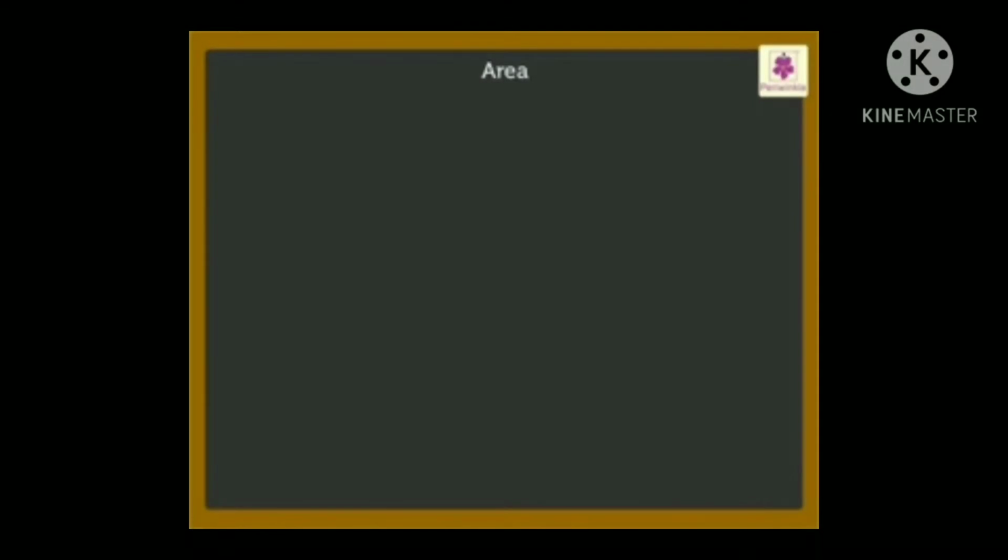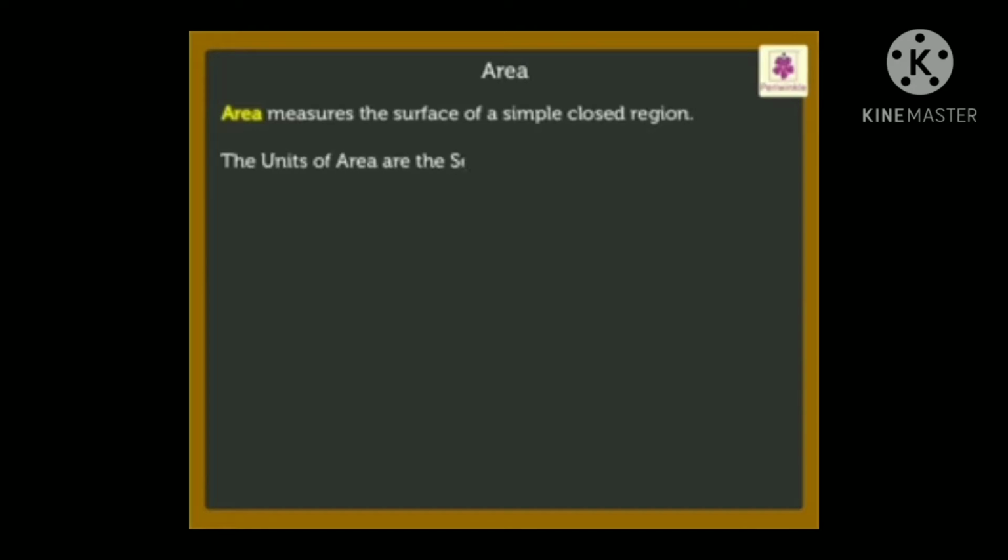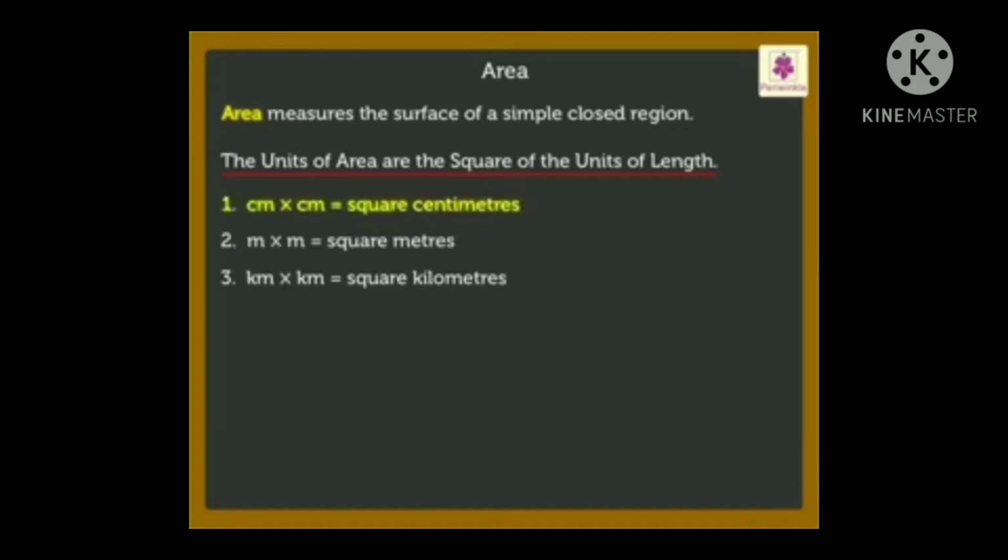Good morning students. Today we are going to learn how to find area of rectangle and square. What does area mean? Area measures the surface of a simple closed region. The units of area are the squares of the units of length. Thus, area can be expressed in square units, that is square centimeter or square meter or square kilometer.